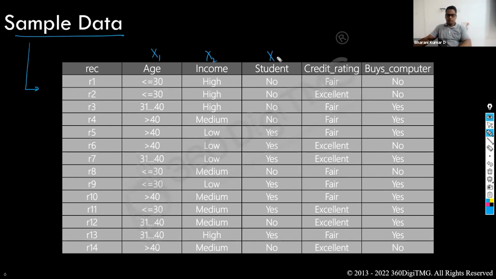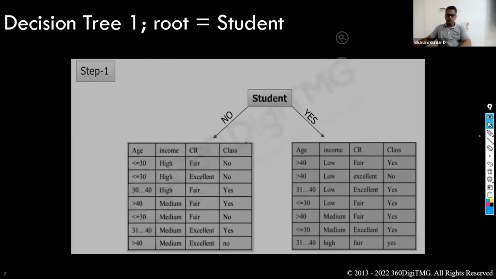X1, X2, X3, X4, right? There are 4 features, and you have a label, an output variable, which is, will a person buy a computer or not? And you have 14 observations here. Age, income, is a specific person a student or not? Is the credit rating fair, excellent or not? And would a person buy a computer or not? Okay, this is the data that we have.